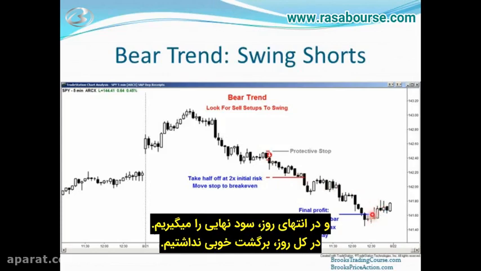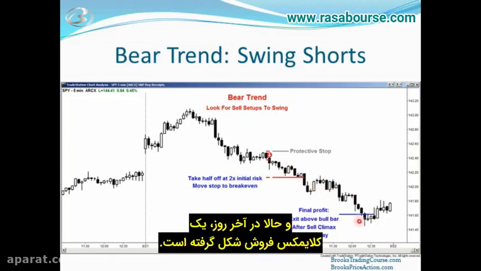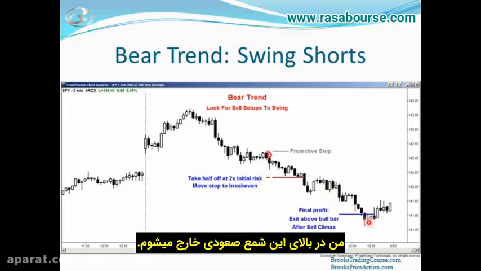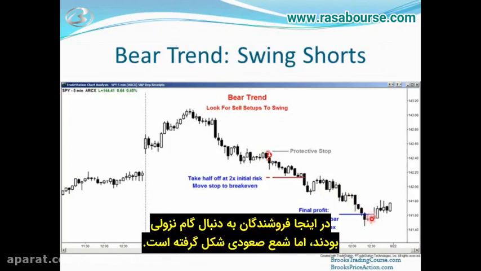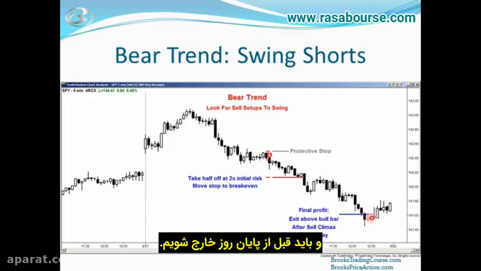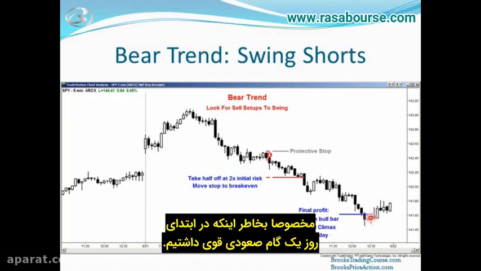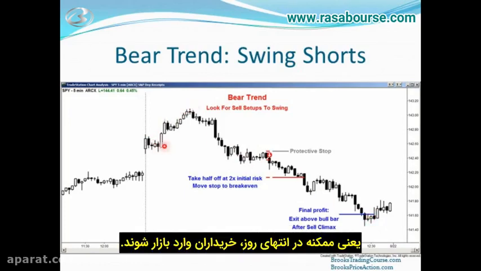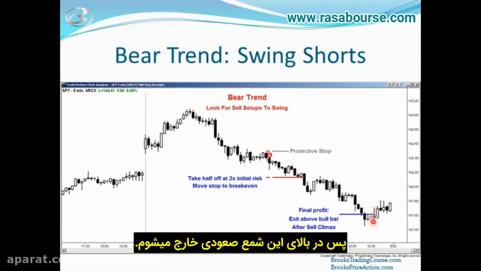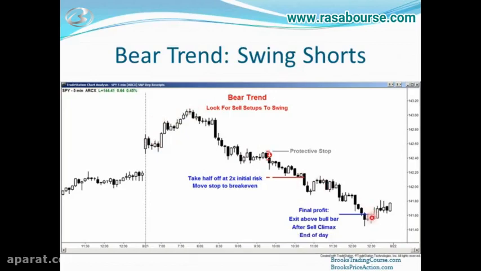There were no good reversals all day long, and now we're getting a big sell climax into the close. I would exit above this bull bar. The bears tried to sell off here. Instead they got a bull bar, and I want to exit before the close. There's a chance we may bounce up into the close, especially since we had such strong buying earlier. The bulls may come back into the close, so I would buy back my shorts above this bull bar.